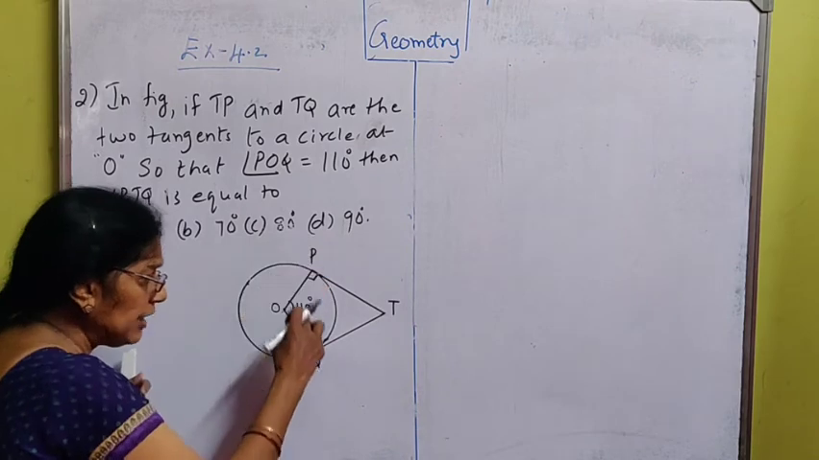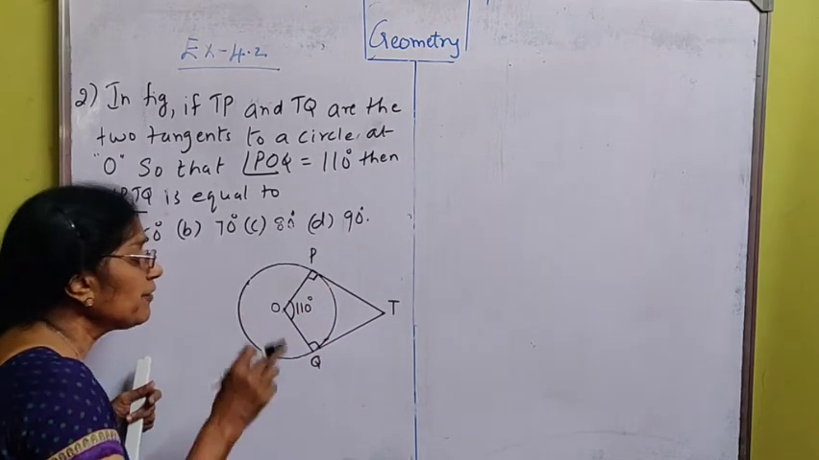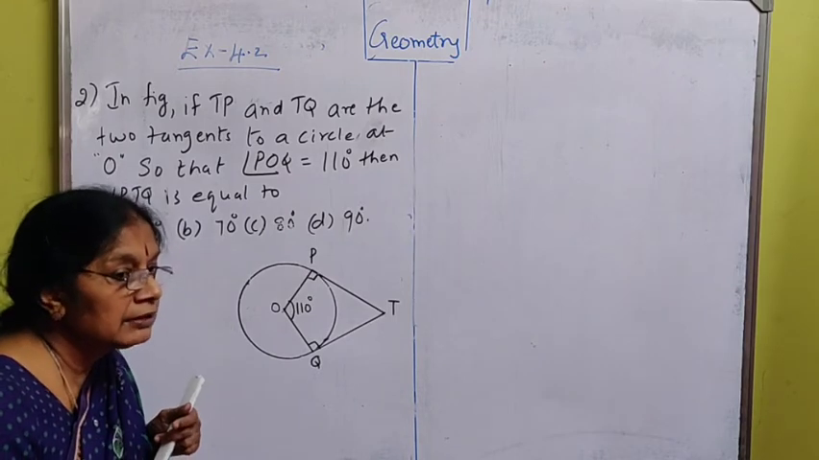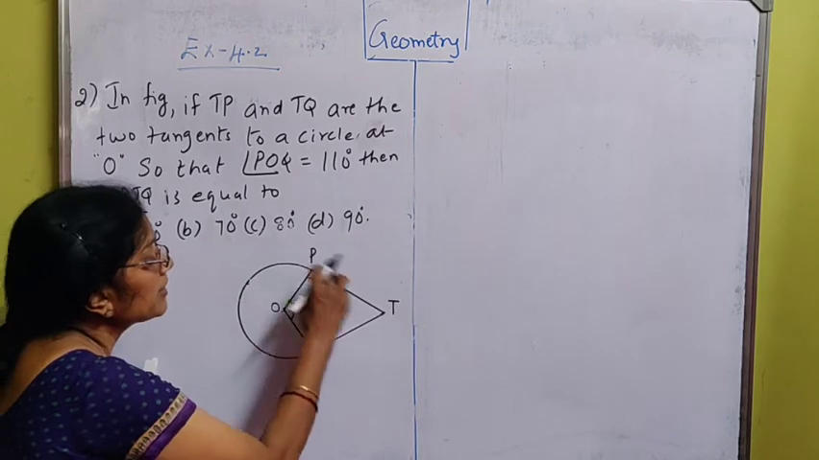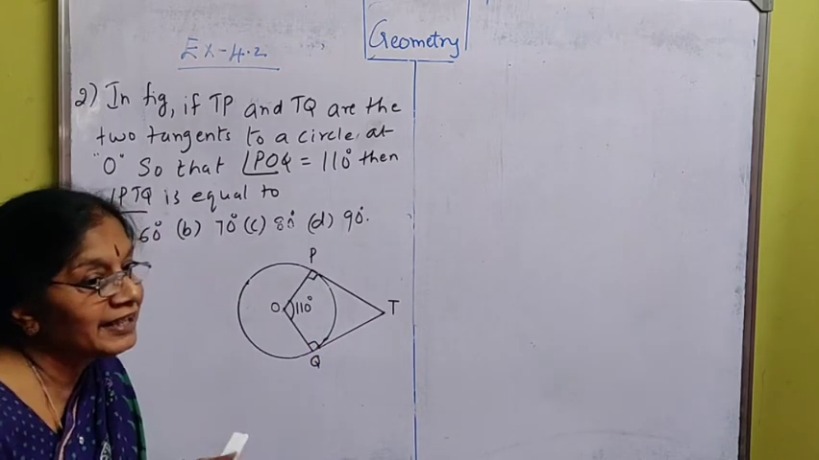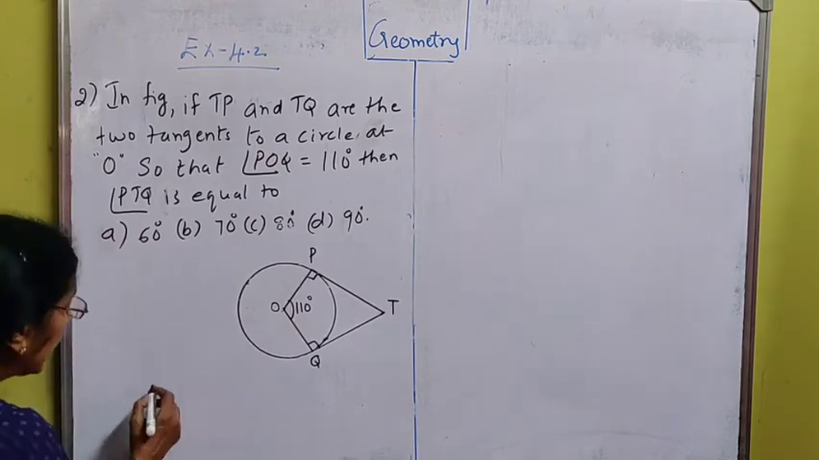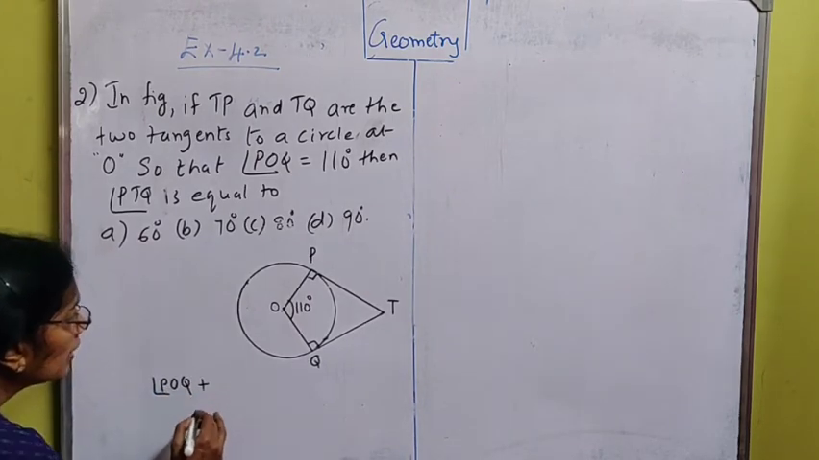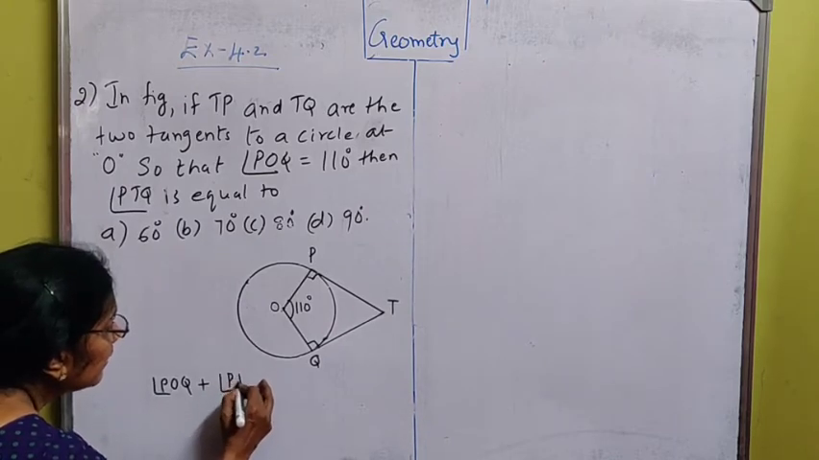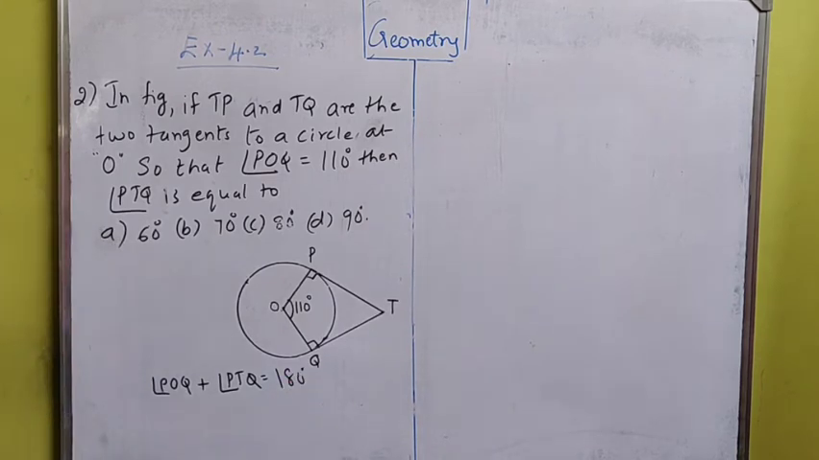So if angle P plus angle Q is 180 degrees, then naturally how much is remaining from 360? 180 is subtracted, you will get 180. Means angle POQ plus angle PTQ is equal to 180 degrees. Very important, you have to remember this. So what are we going to write down? Angle POQ plus angle PTQ is equal to 180 degrees.